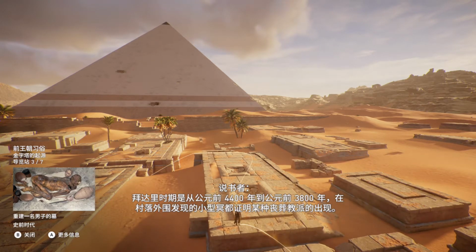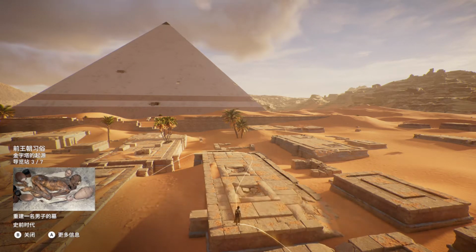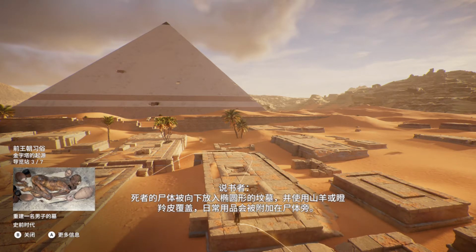Small necropolises were discovered on the outskirts of villages, revealing the emergence of a funerary cult. The bodies of the deceased were lowered into an oval grave and covered with goat or gazelle skins. Items needed in everyday life were added alongside the body.